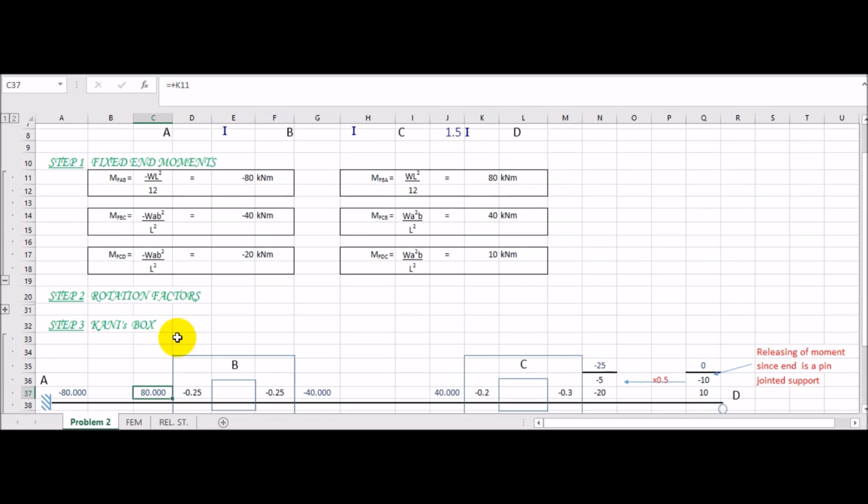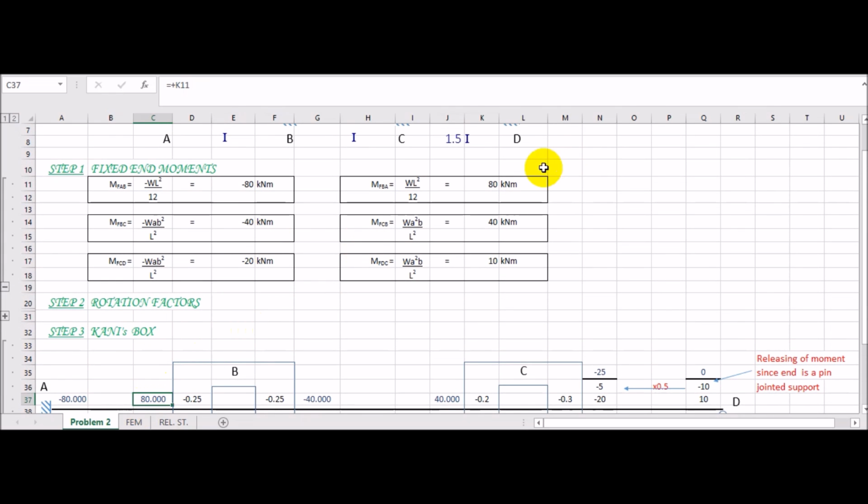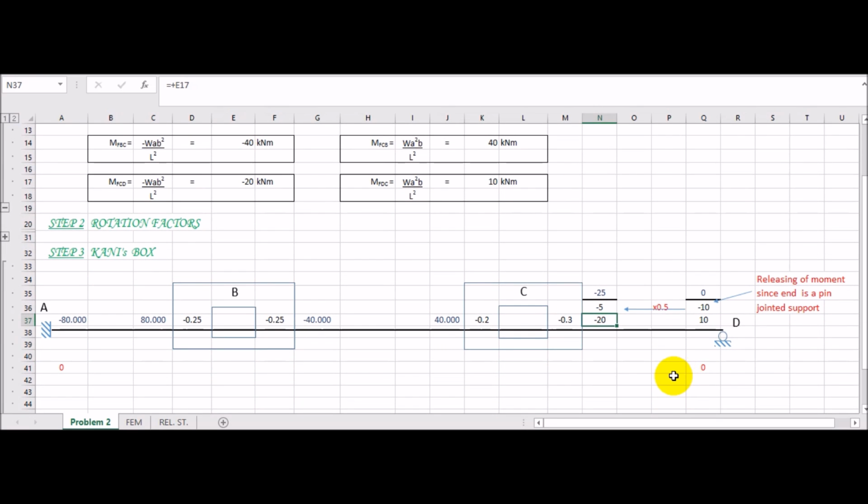So I write it as minus 80, plus 80. For BC it is minus 40, for CB it is plus 40, for CD it is minus 20, and for DC it is 10. Now the thing is that we cannot have a moment value at a pin joint. Pin joints cannot carry any moment. Fixed end supports only carry moments. Pin joints basically have zero moments.